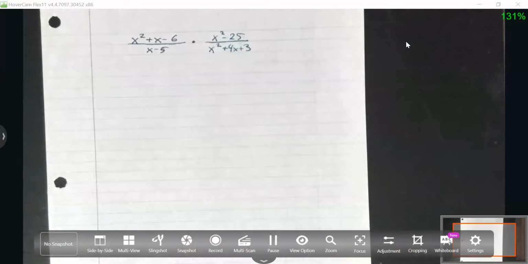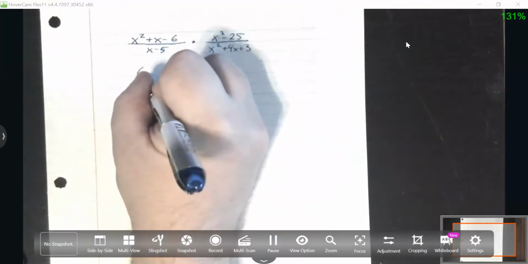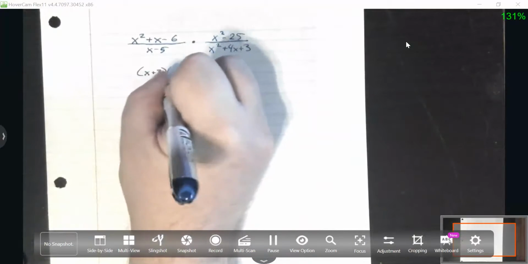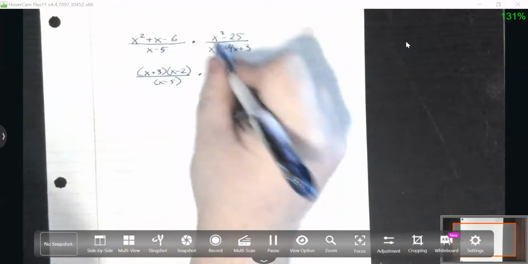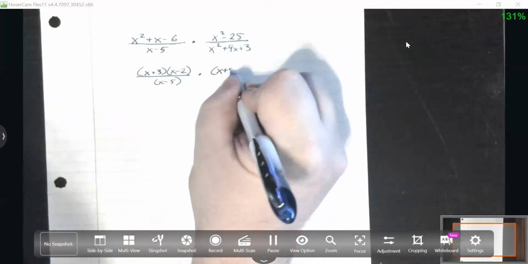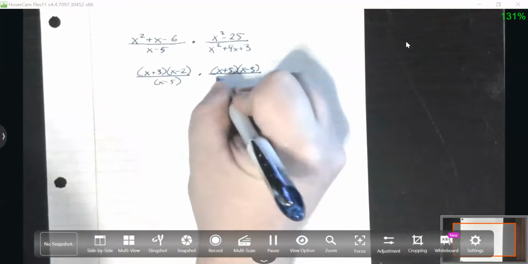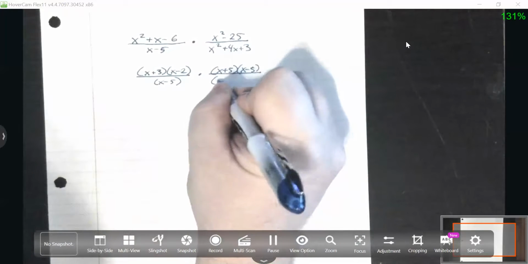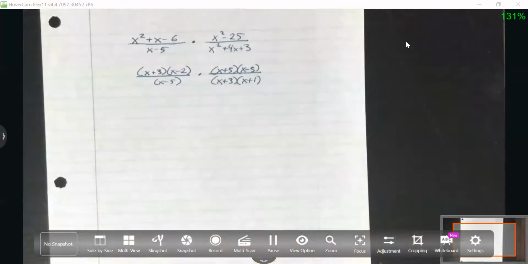All right, so first step, factor everything. So on top, it's a standard trinomial, and we'd have x plus 3, x minus 2. On the bottom, nothing we can do with it. It's just x minus 5. On top, that's a difference of squares from algebra 1, so that's x plus 5, x minus 5. On the bottom, this is a standard trinomial, so that's going to be an x plus 3, x plus 1. All right, so we factored everything.